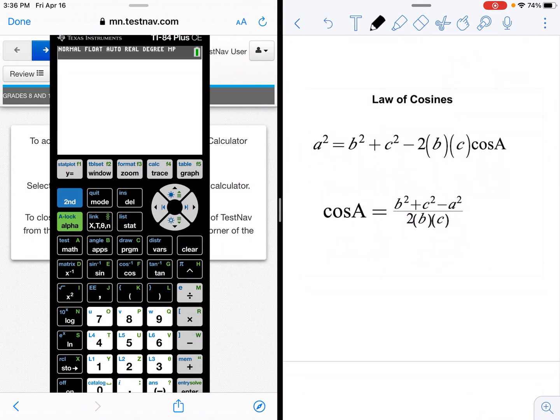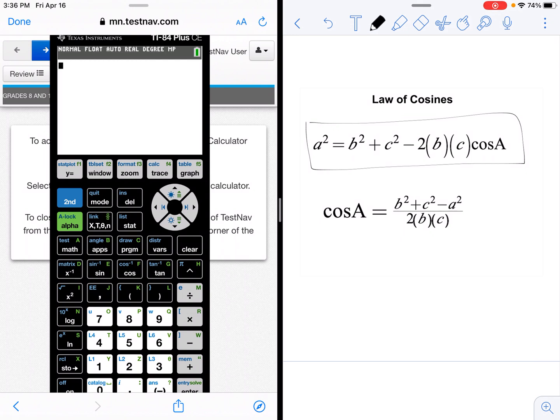These are the two formulas. They're actually the exact same formula, just written differently. The first one is really how I think of the law of cosines always. I never memorize the second one. And you can manipulate the first one to get the second one.